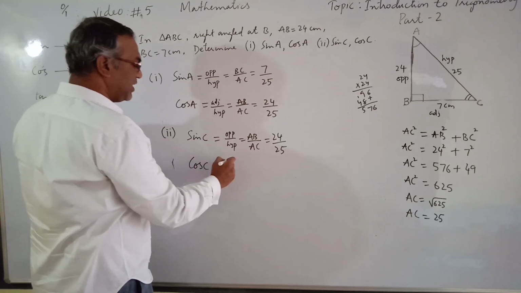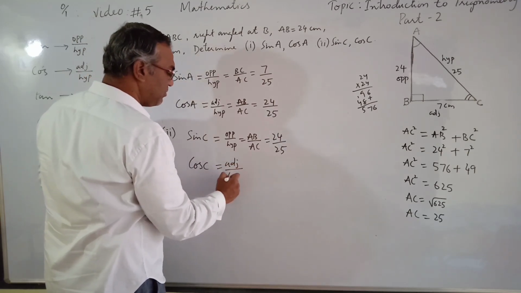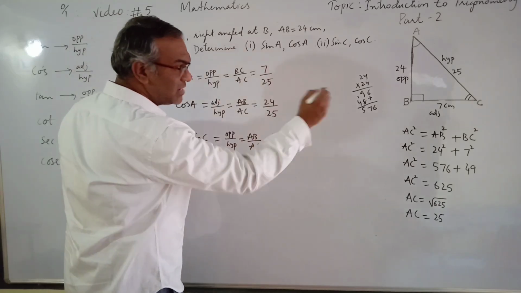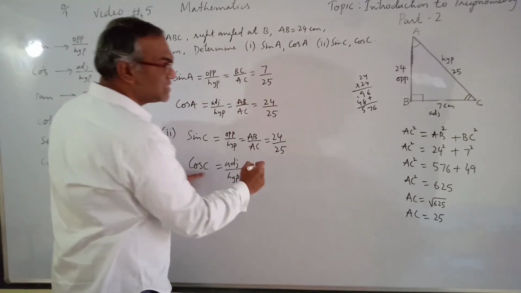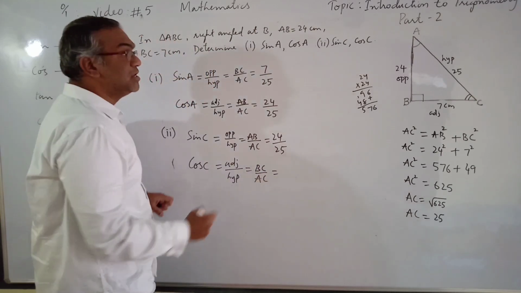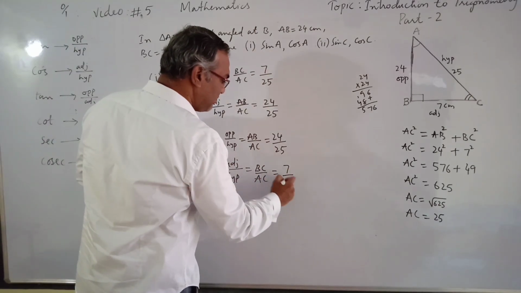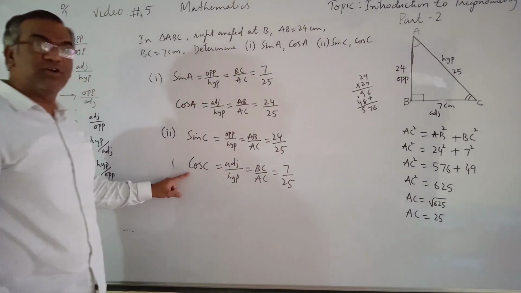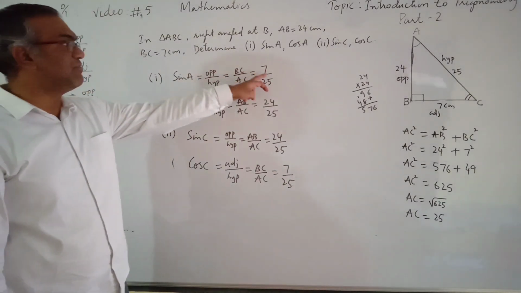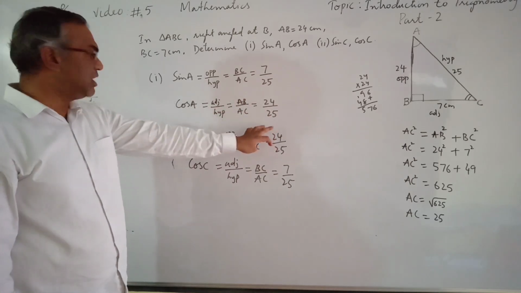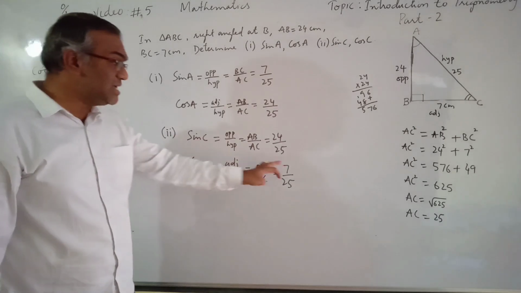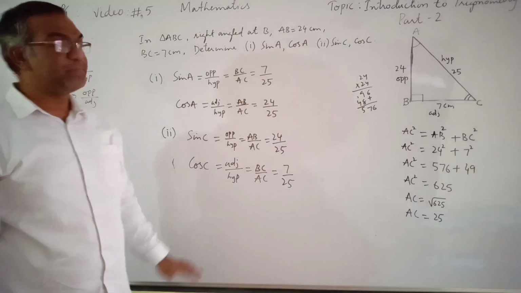Then cos C. We know the definition, adjacent divided by hypotenuse. So that will be equal to adjacent. Here adjacent, this time because of angle C, is BC divided by hypotenuse, which is fixed, AC. BC is 7 divided by AC is 25. We got the value of cos C, 7 divided by 25. Sin A is 7 by 25, cos A is 24 divided by 25, sin C is 24 divided by 25, cos C is 7 divided by 25.